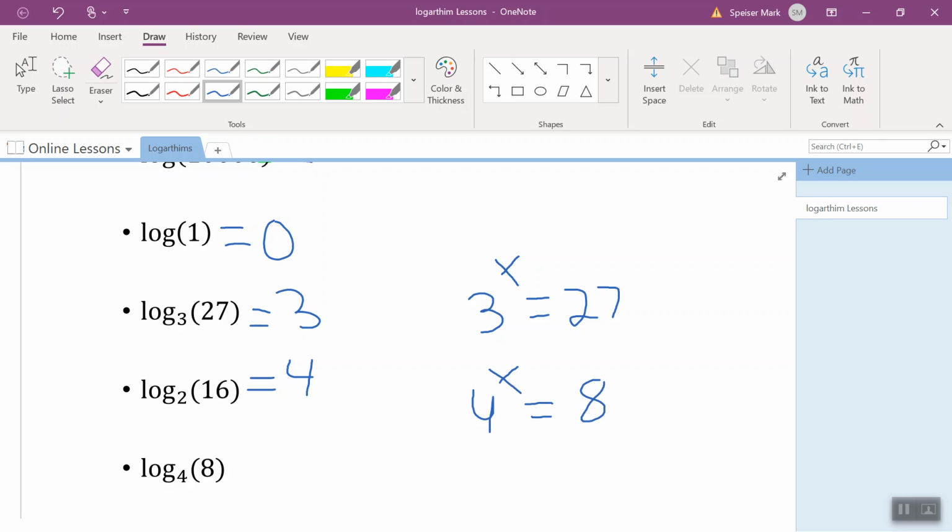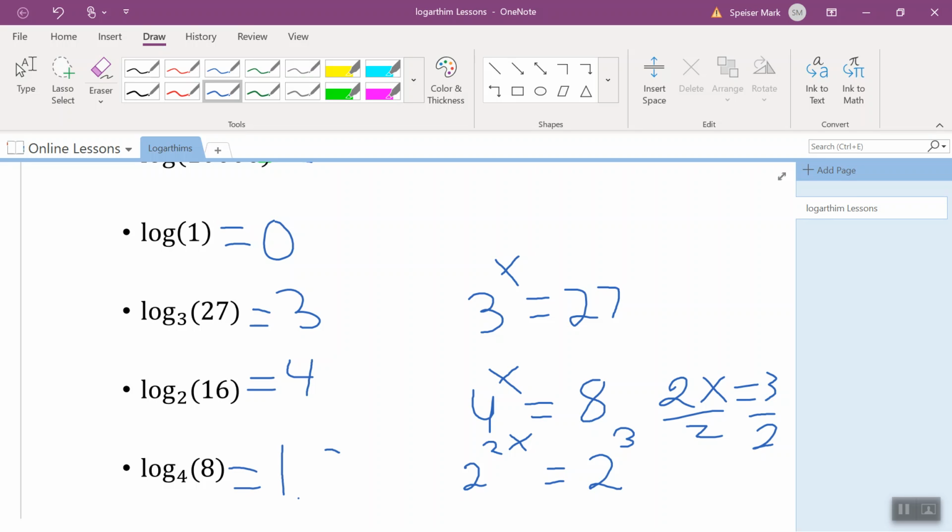Not so easy to see, but you could change it by using something called the method of common bases. You write the first one as 2x equals 2 to the 3. Once the bases are the same, you drop the bases. So 2x equals 3. Divide by 2. X would equal 1.5. Okay? That's some basic ones without a calculator.